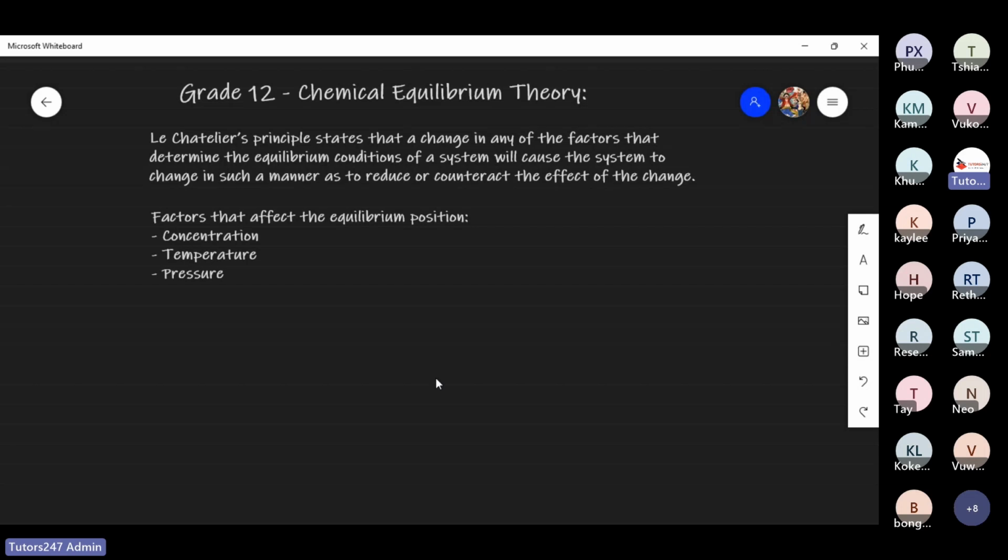For example, if you were to increase concentration, the reaction is going to react in such a way as to reduce that concentration that was increased. So that is a perfect example of that. Whatever you do or whatever factors affect that reaction, the reaction will react in such a way as to return back to its state of equilibrium.